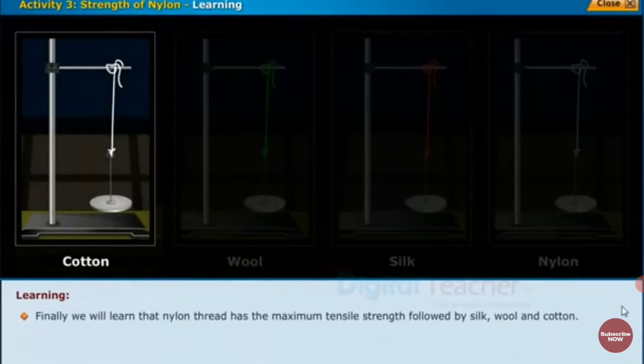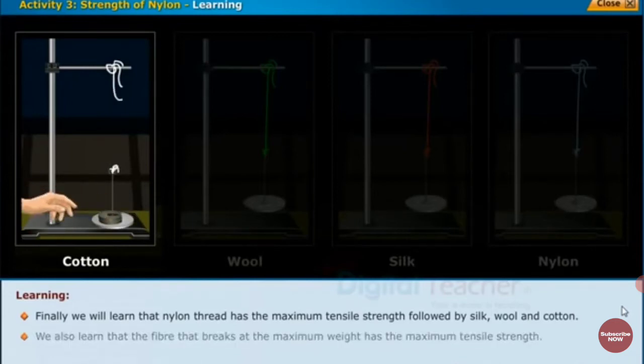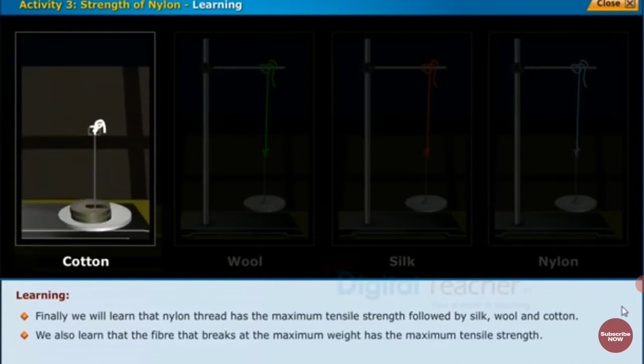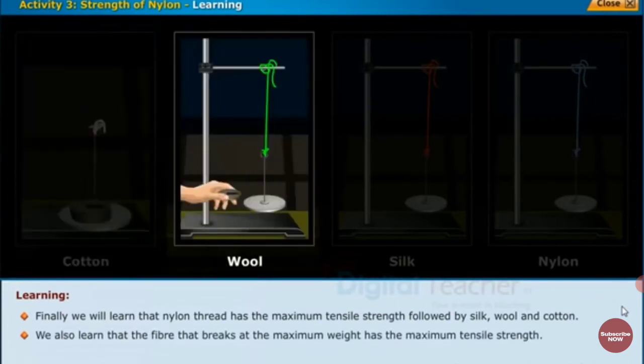What are the things we can learn from this activity? We will learn that nylon thread has the maximum tensile strength, followed by silk, wool and cotton. Tensile strength means strongness. We also learn that the fiber that breaks at the maximum weight has the maximum tensile strength.